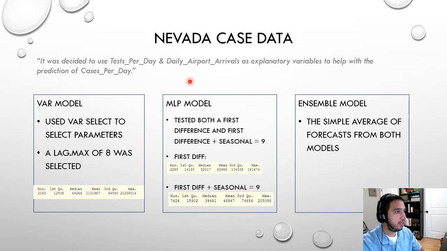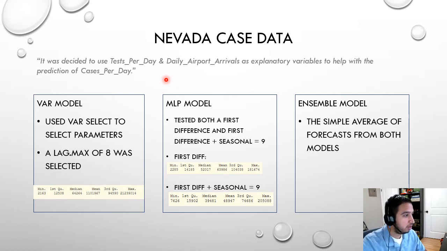So for the Nevada case data, we ended up using 2 extra features as explanatory variables to help with a prediction of cases per day. We had tests per day and daily airport arrivals. And with that, we did 3 different models to forecast. We had a VAR model, an MLP model, and an ensemble model.